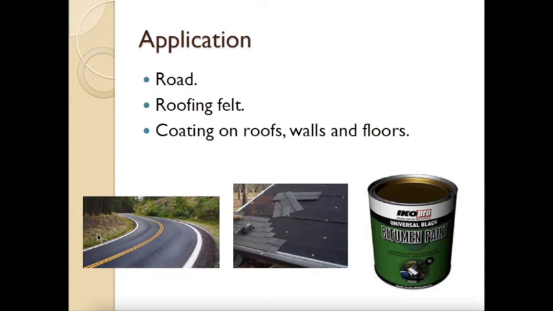Right. So the last one for this bitumen is its uses. It is used for roads, so it is usually used for the road pavement. And it is also used for the roofing felt, whereas we are using this for the waterproofing process. And also it is used for coating on roofs, walls, and also floors. Right. So that would be all for this topic, which is for the bitumen and tar.